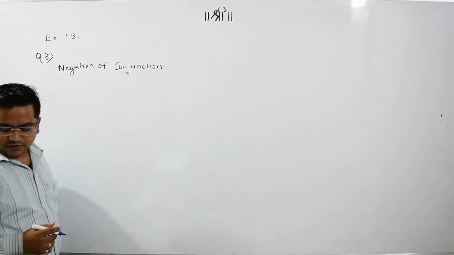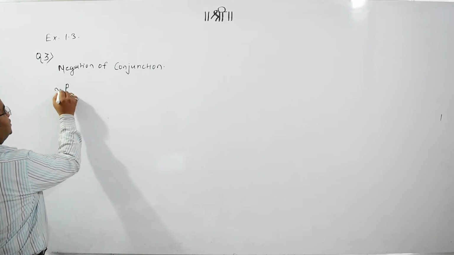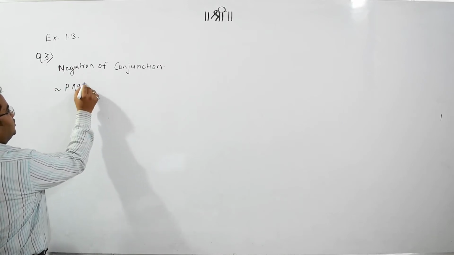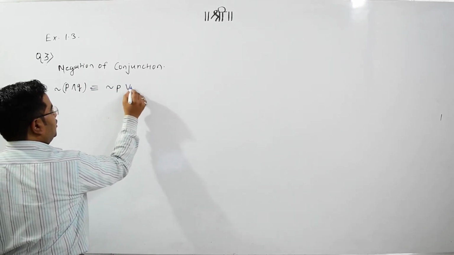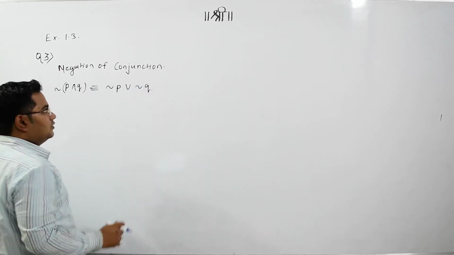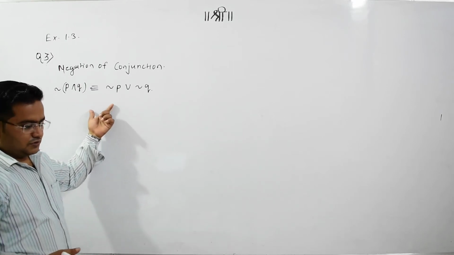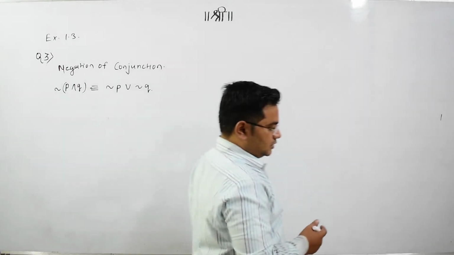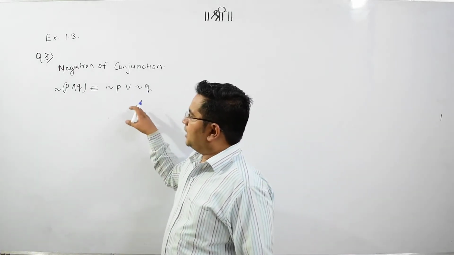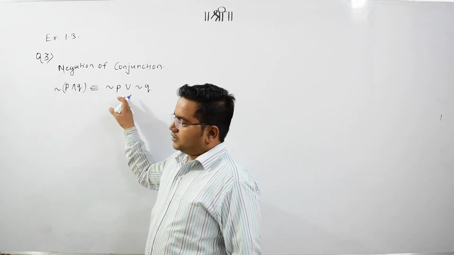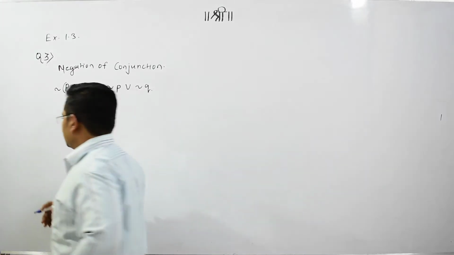Okay, so negation of conjunction says what? The negation of P and Q is equivalent to negation of P or negation of Q. Which we can prove by using which? Truth table. So the truth table helps us find out the negation of this statement and whether these two statements are equivalent or not. These two statements are equivalent here. Now we can find it out by using a truth table.